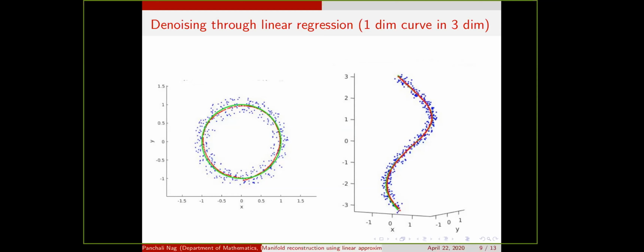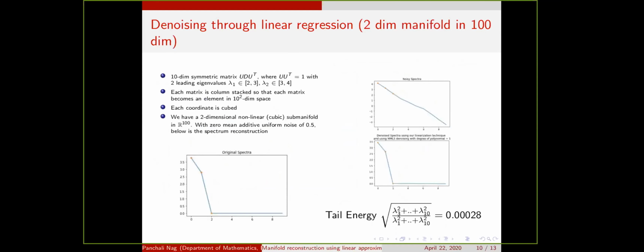The second example that we see is slightly more complicated than the first one, but nevertheless it is very useful when data has a lower dimensional representation, and where we consider a 10-dimensional symmetric matrix, which is of the form U D U transpose, and we want to approximate the spectra of this matrix.